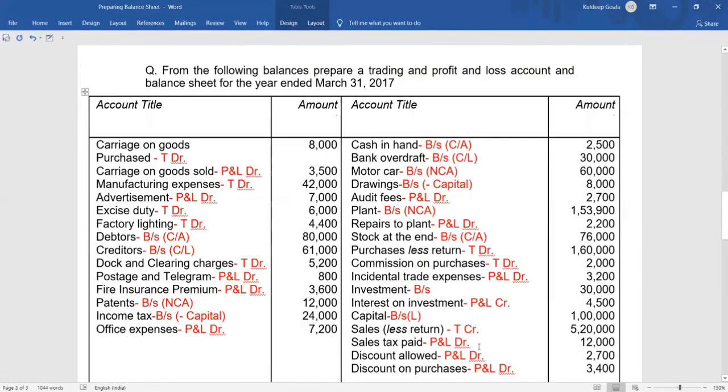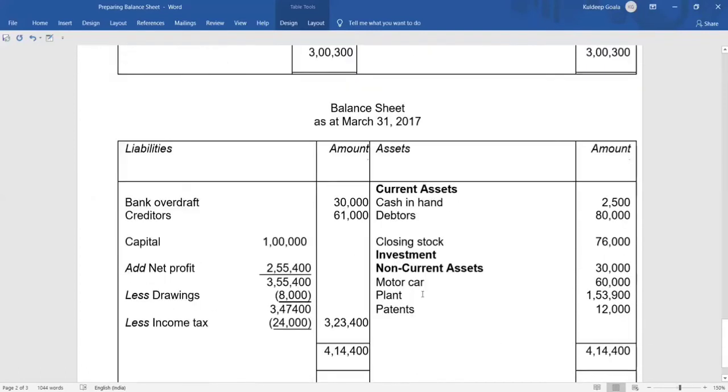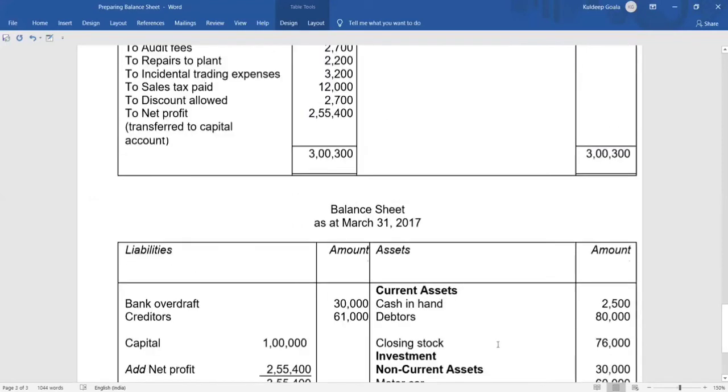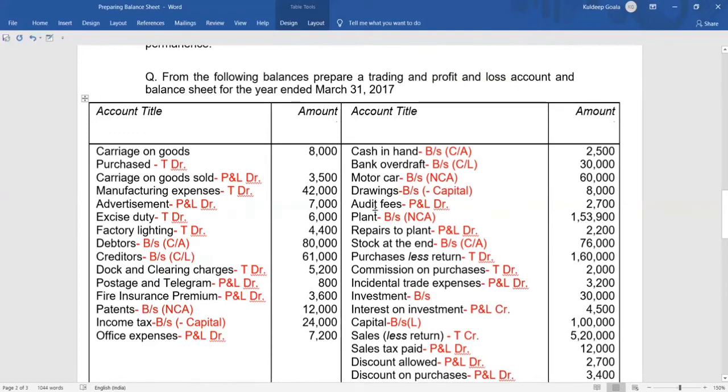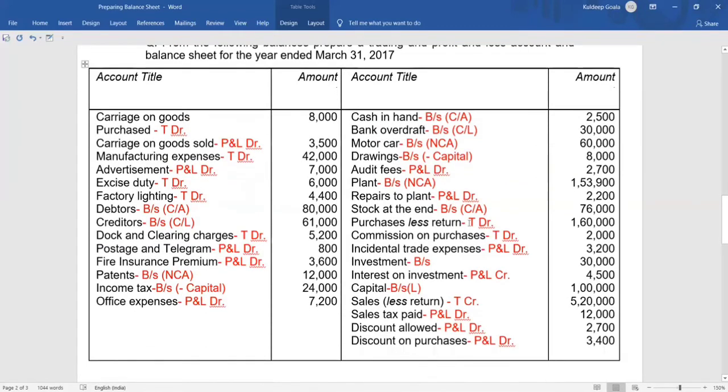And after that, what else we have? Non-current asset, plant. So plant in the non-current asset 1,53,900. Let's check what else is left. Anything else? No, nothing else is left. So since the asset side is over, we can go with the liability side, and we are following the liquidity method. That means capital will come at the end.